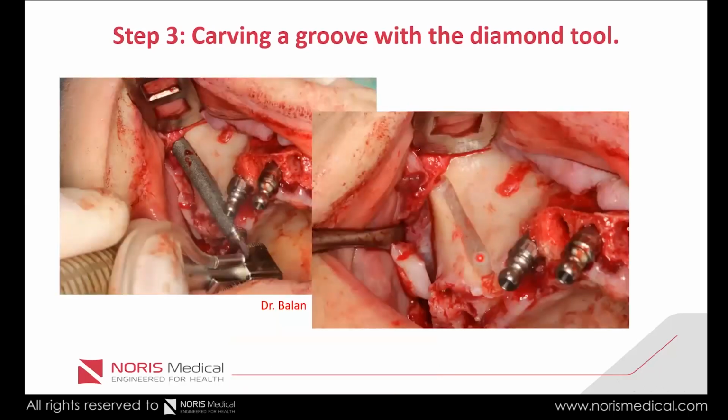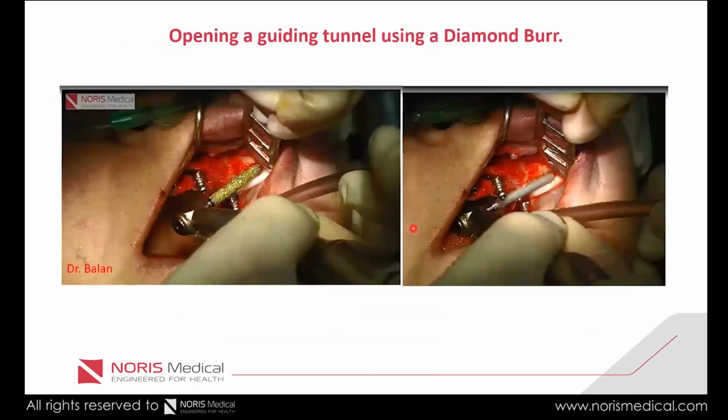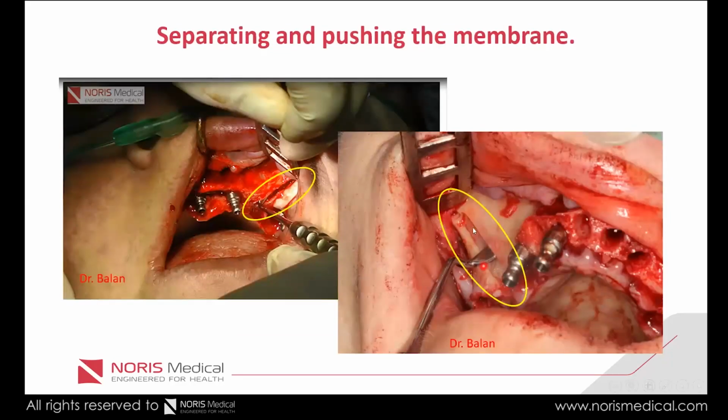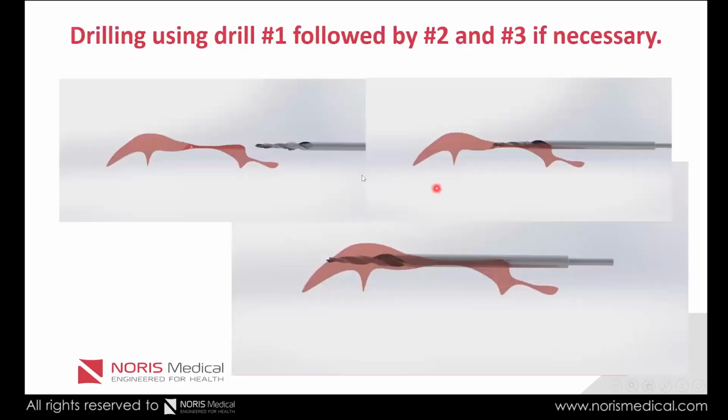Another picture of another case. Okay, in some cases we can push inside the Schneiderian membrane in cases where we perforate the bone. And now we take the drill. As I said, we lean the drill on the bone, and we drill until with our finger we feel that we perforated the zygoma bone.